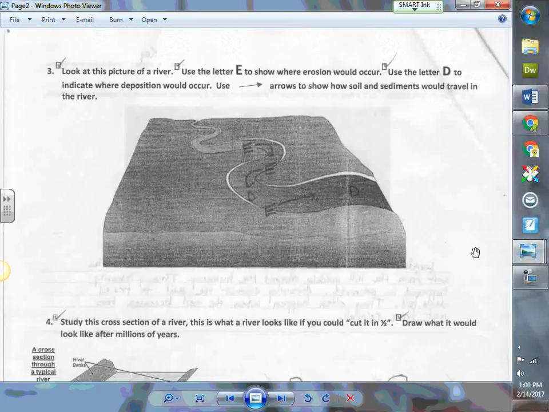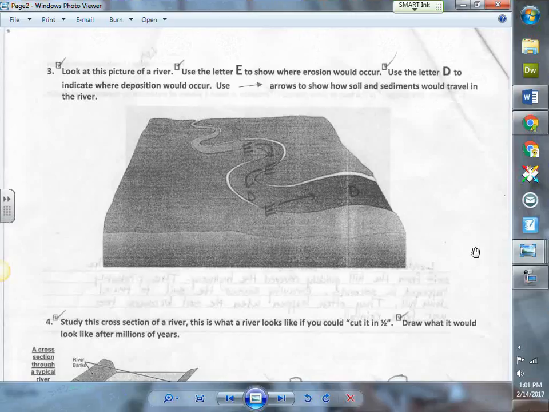All right, number 2 says, look at this picture of a river. Use the letter E to show where erosion would occur, and use the letter D to indicate where deposition would occur. Use arrows to show how soil and sediments would travel in the river. Okay, once again, you definitely need to go back and look at the investigation that we did with the stream tables at the beginning of this unit.